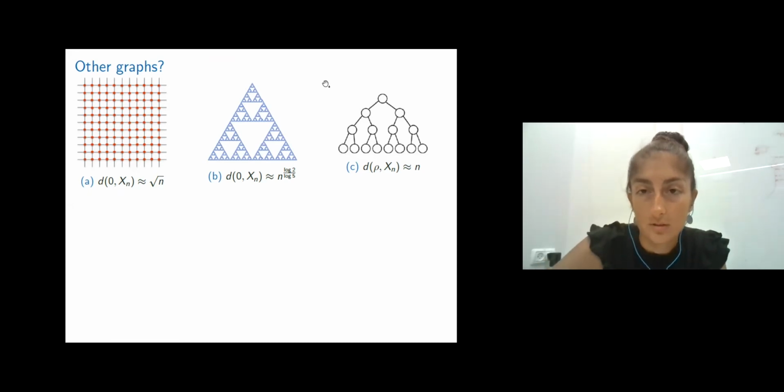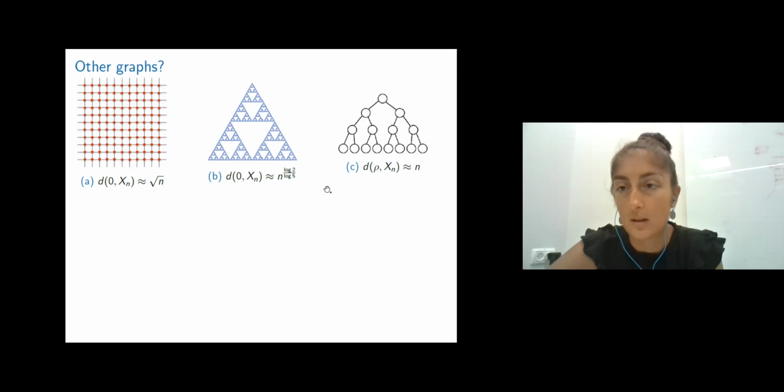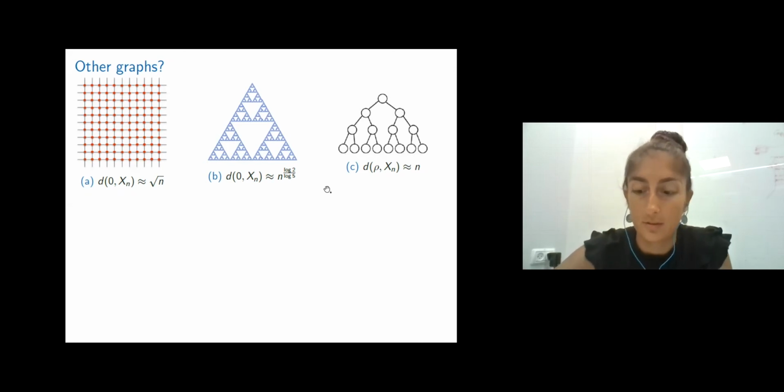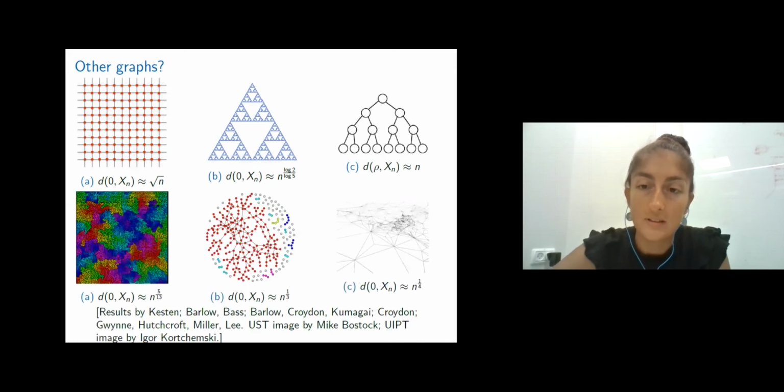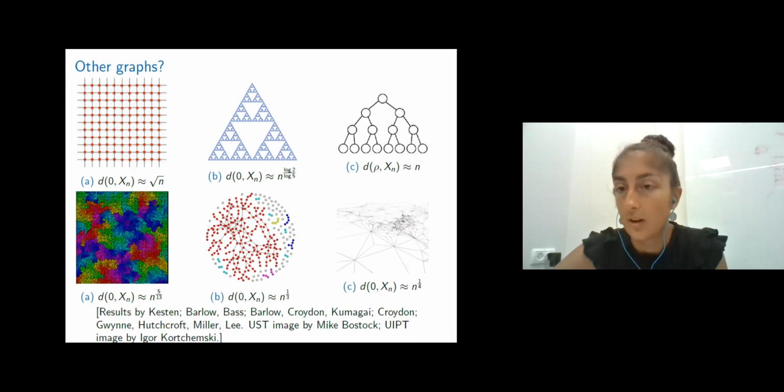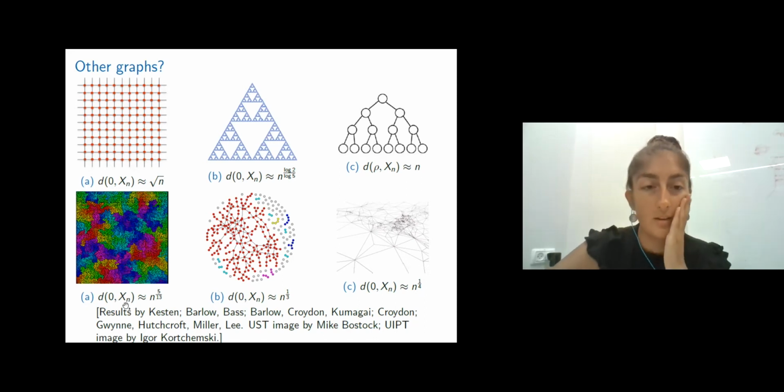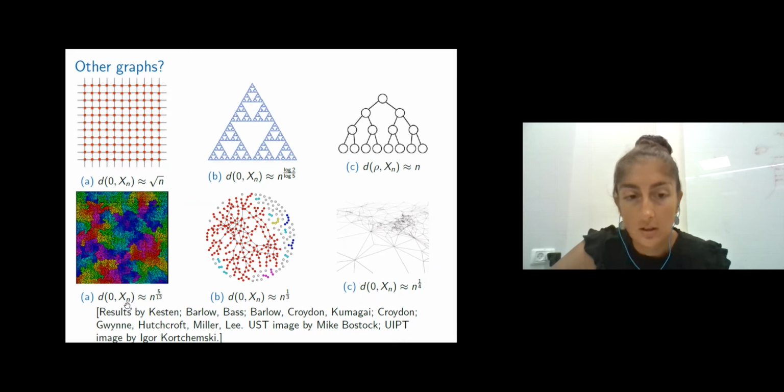These three are deterministic examples, but you can also ask the same question for random graphs. More recently, people have been considering random walks on random graphs and asking, again, how far should they move in time n? Here, you can't see it so well, but this is a two-dimensional uniform spanning tree. And it was shown recently that if you run a random walk up to time n on the spanning tree, you actually move n to this particular power. So again, this is less than a half.